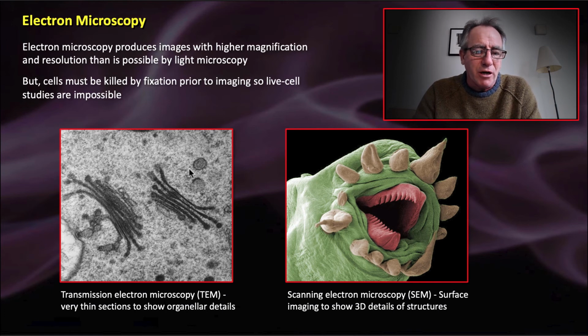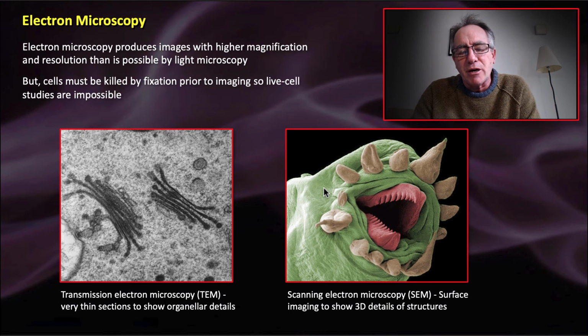Transmission electron microscopy is made for looking at very thin sections of tissues that have been stained, so that you can see the things inside of cells. That's probably more pertinent to cell biology than is scanning electron microscopy.